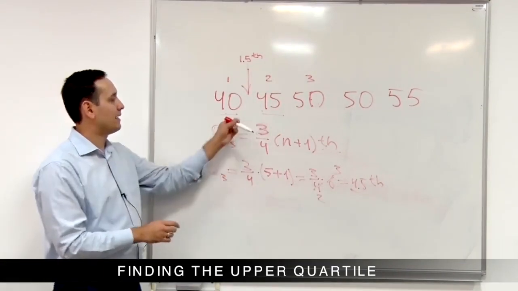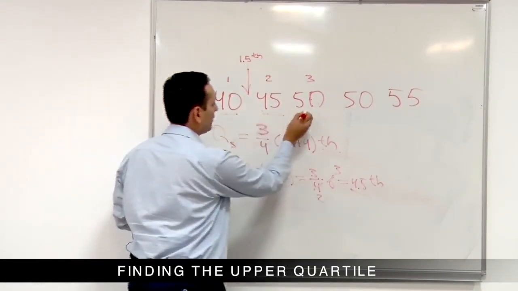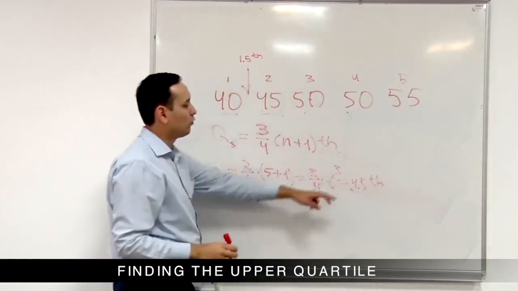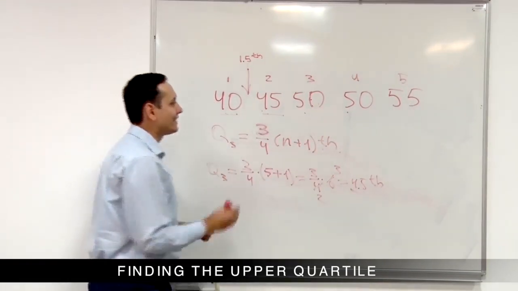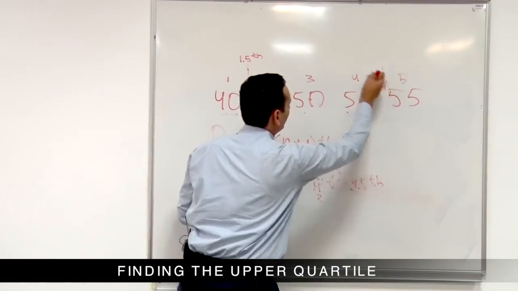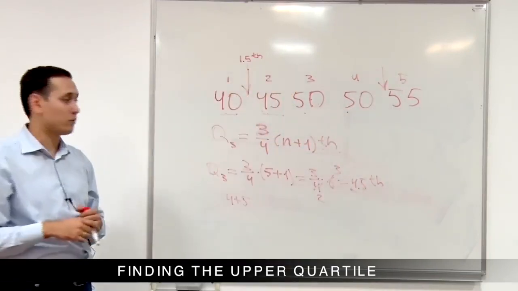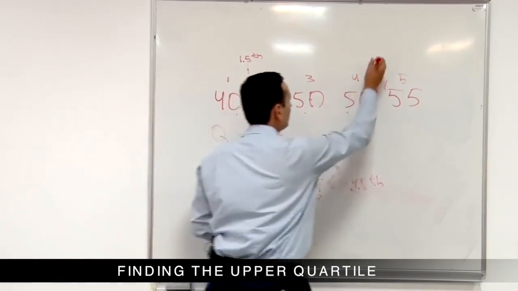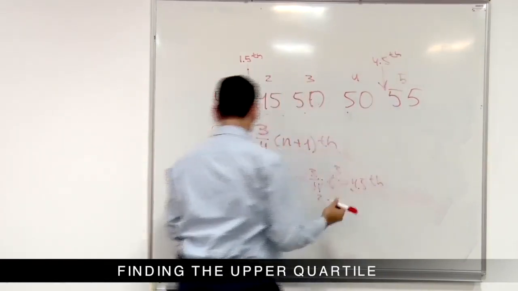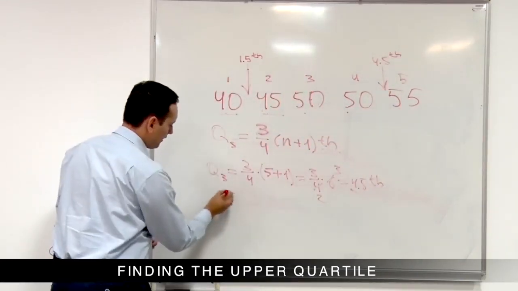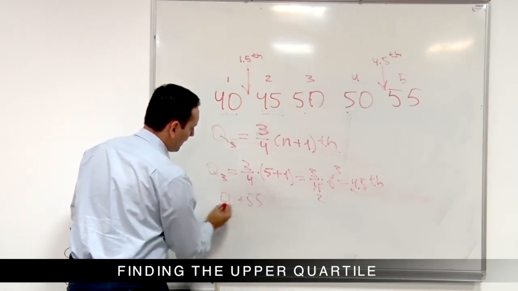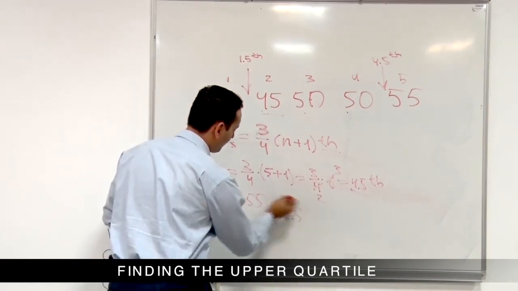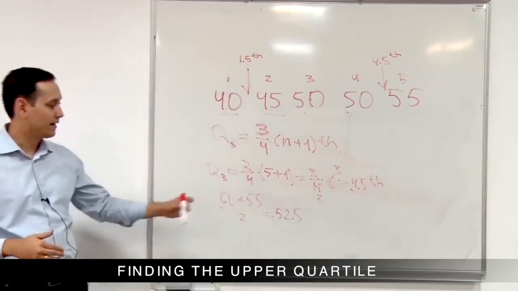So let's count it from the actual data set. First, second, third, fourth, fifth. The 4.5th value in our data set is the value between the 4th and 5th, which is the average of these numbers. So the average of these two values, which is 50 and 55, is going to be 52.5. This is the upper quartile.